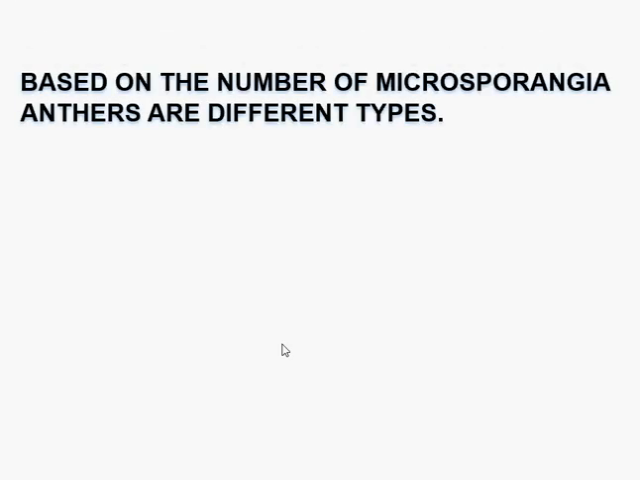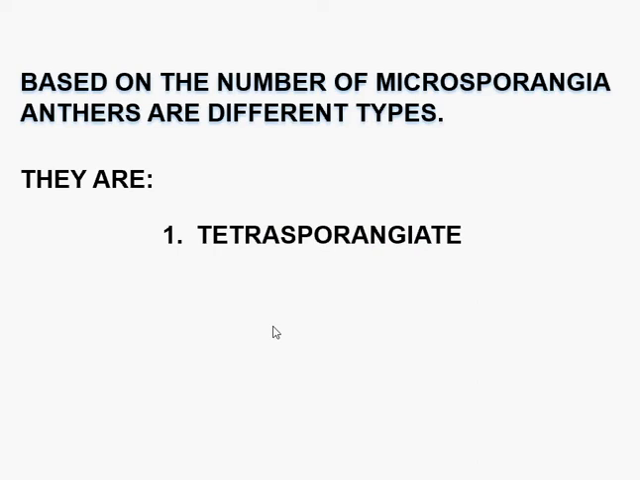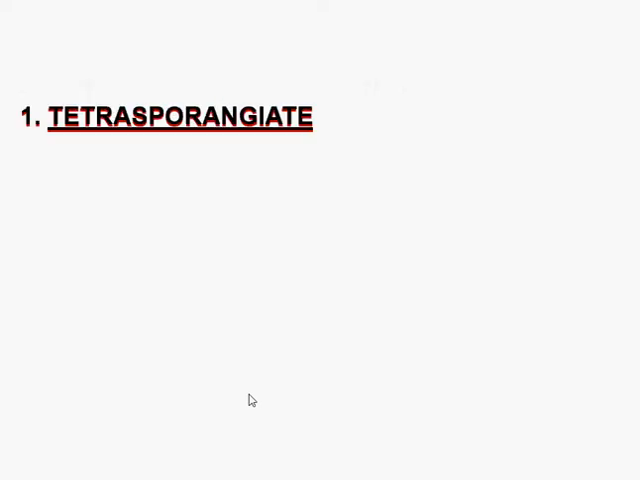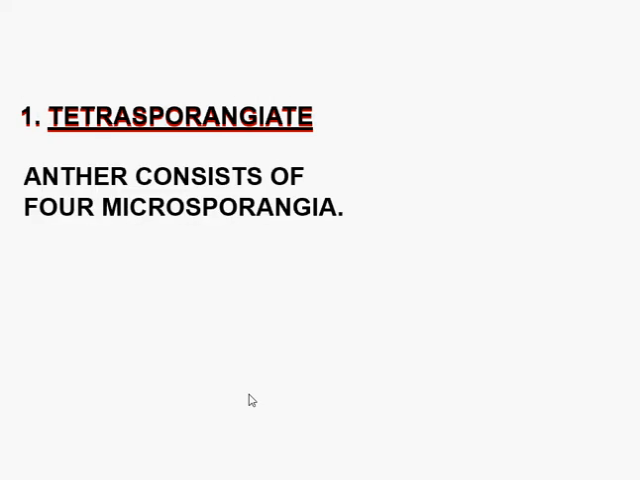Based on the number of microsporangia, anthers are of different types. They are tetrasporangiate, bisporangiate, monosporangiate. So let's discuss each one. Tetrasporangiate anther: anther consists of 4 microsporangia.